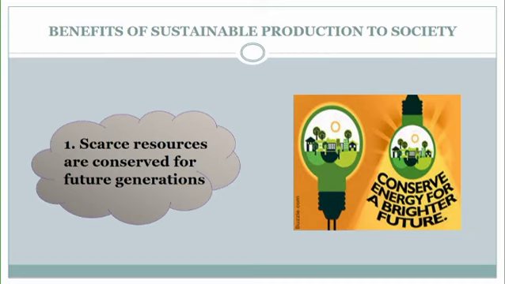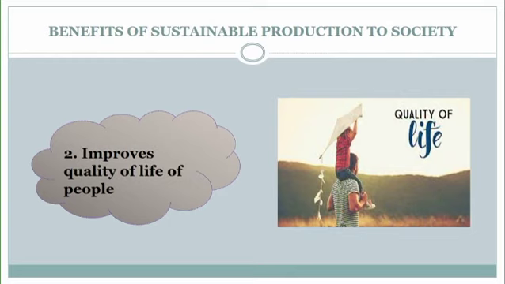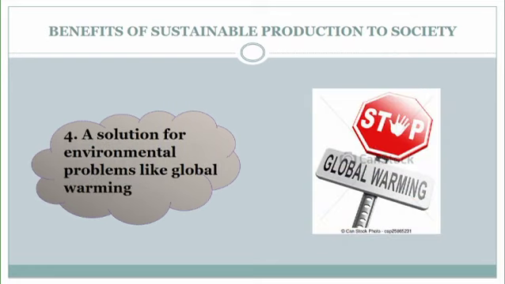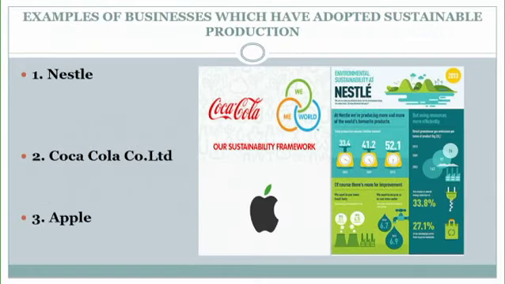Benefits of sustainable production to society. Scarce resources are preserved for future generations. Improves quality of life of people. More output can be produced to satisfy people's wants. And it is a solution for environmental problems like global warming. Examples of businesses which have adopted sustainable production are Nestlé, Coca-Cola Company Limited, Apple, and many others.